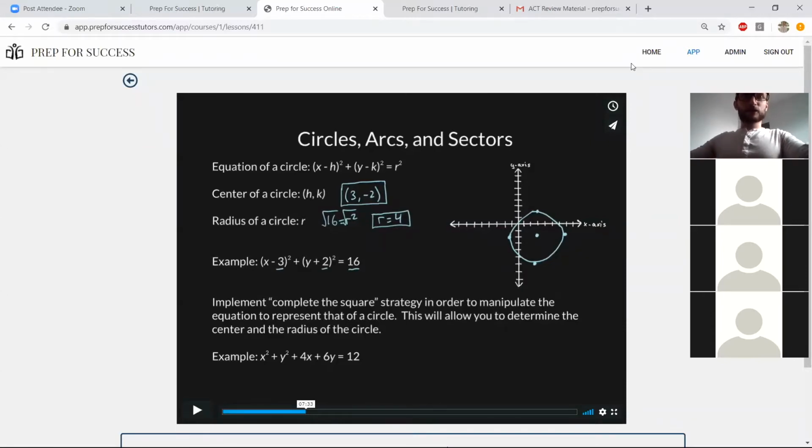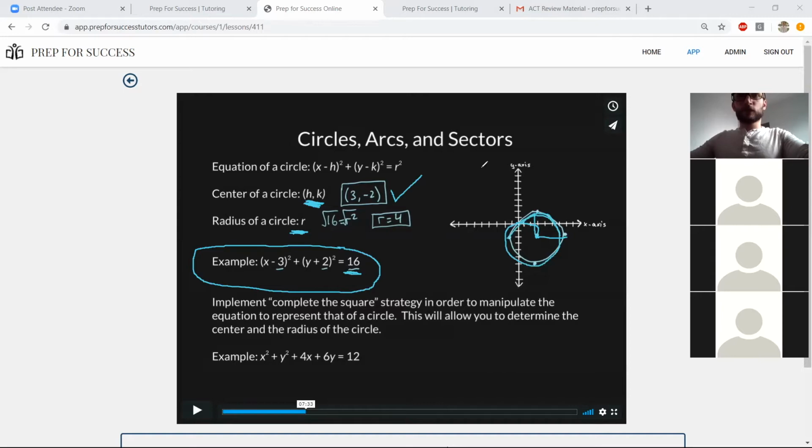Okay, so back to this equation. The h comma k is the center of the circle, and the r is the radius. For example, take the circle (x minus 3) squared plus (y plus 2) squared equals 16. The center is 3 comma negative 2, so you go over 3, down 2. That's the center. Because this is 16, your radius is 4. So you go over 4, up 4, and then you draw a nice little circle like that.